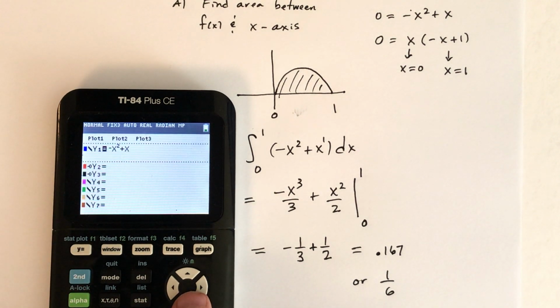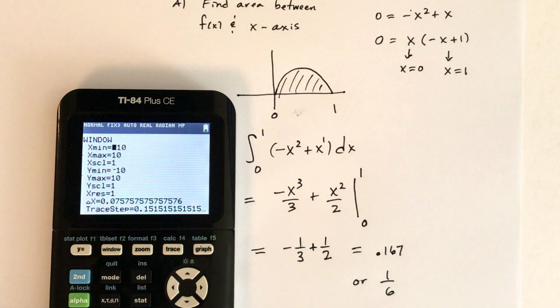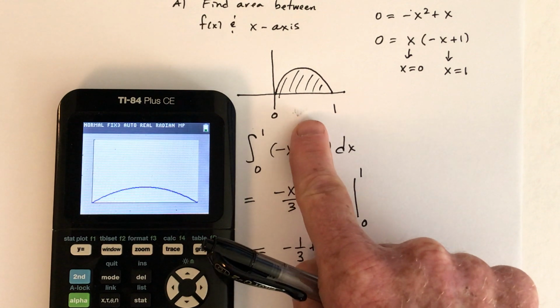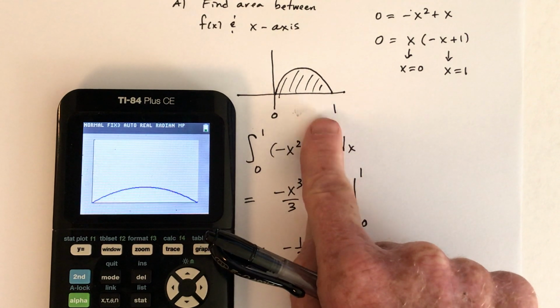And then I also did graph it, so y equals x squared plus x is the original problem. And then change the window to go from 0 to 1, and 0 to 1 on the y-axis should be good enough to see. So as you can see, it looks exactly like my picture right here.